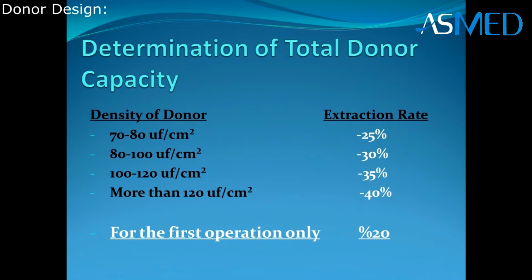If density is between 70 and 80, my harvesting is 25% of total donor follicles. If between 80 and 100, 30%. If between 100 and 120, 35%. More than 120, 40%. For the first operation, because of the possibility of miniaturization, I never harvest more than 20% of total donor follicles.